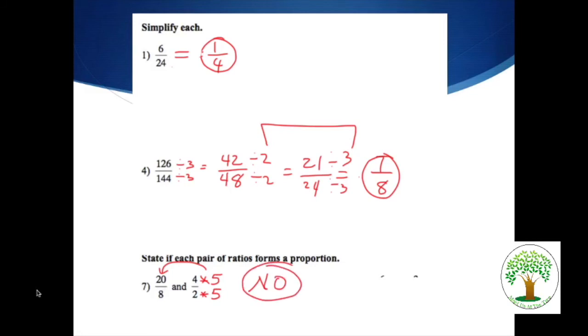There is another way we could have done it. We could have done this backwards. I could have asked myself, 20 divided by what gives me 4? It would have been 5. Then if I divide 8 by 5, do I get 2? No. So either way works. Okay. You're going to do the other ones. I think there's 2 more like that.